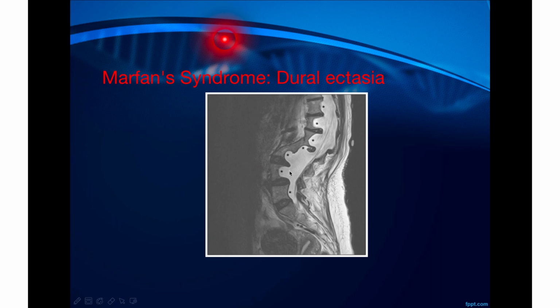Next, we're going to see the dural ectasia. Usually this is going to be seen on MRI, usually subclinical, but it can cause back pain, as I've said, lower leg pain, and incontinence if this impinges on a nerve. We can also see this in neurofibromatosis, and also in Ehlers-Danlos syndrome.